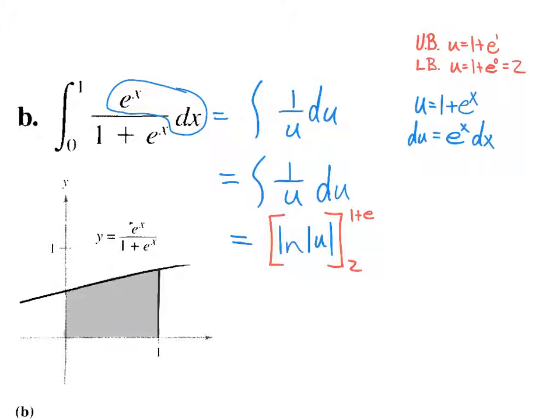Alright, so using our fundamental theorem of calculus, I've got the ln of 1 plus e, which is positive already, so I can get rid of the absolute value, minus the ln of 2, which I could then rewrite, since it's subtraction, as ln of (1 plus e) over 2.